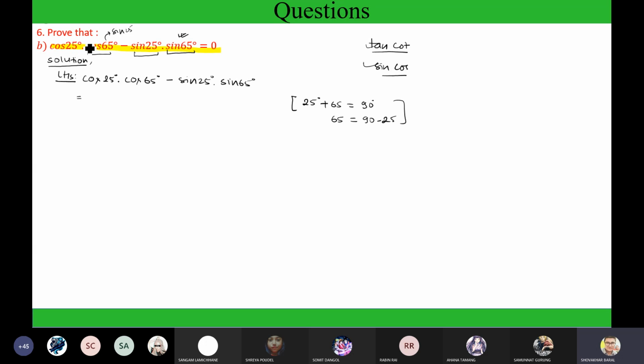You can do that directly to both of these, 25 as 90 minus 65, 65 as 90 minus 25, also you can do that. Okay, so let's change only one out of these two products, cos 25 degree.